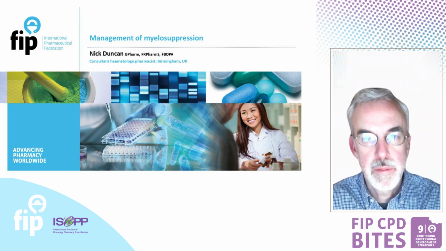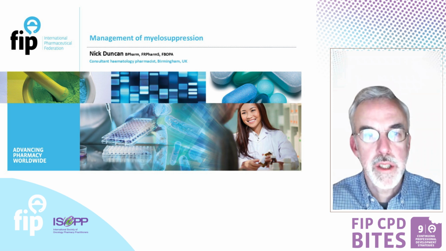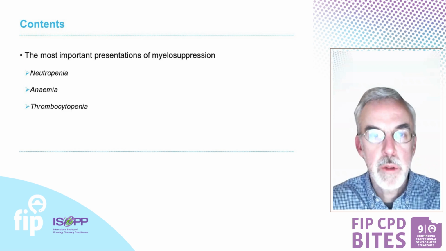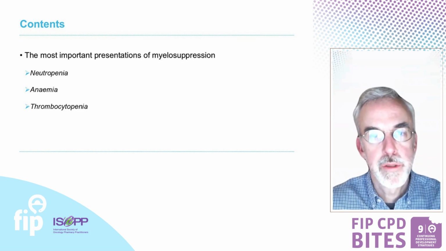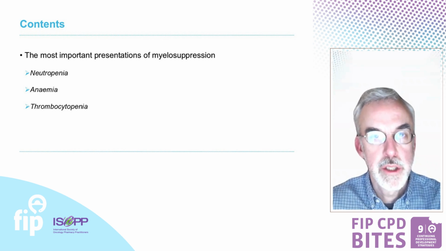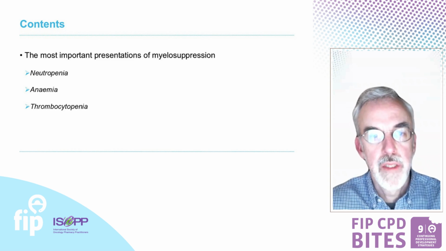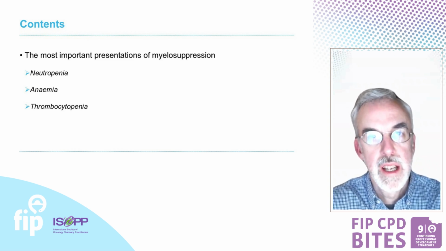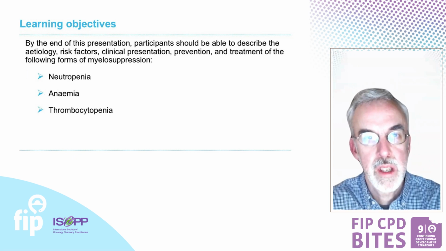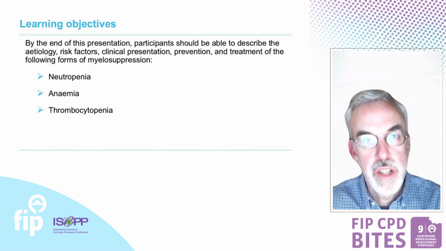My name is Nick Duncan, and I'm a consultant hematology pharmacist based at the Queen Elizabeth Hospital in Birmingham in the United Kingdom. Today, I'm going to be talking about the three most important forms of myelosuppression: neutropenia, anemia, and thrombocytopenia. I will cover neutropenia in the first presentation, and then anemia and thrombocytopenia in the second presentation. For each topic, I will be focusing on the etiology, risk factors, presentation, prevention, and treatment.